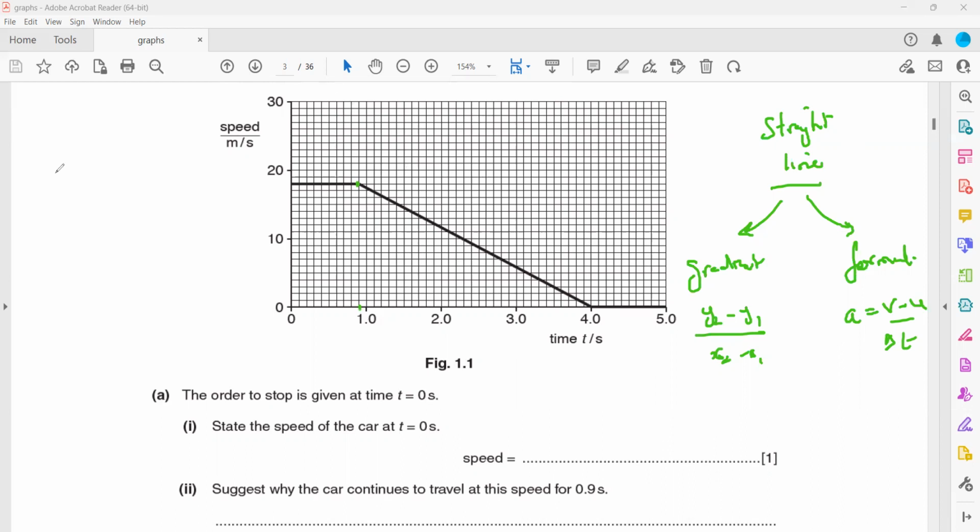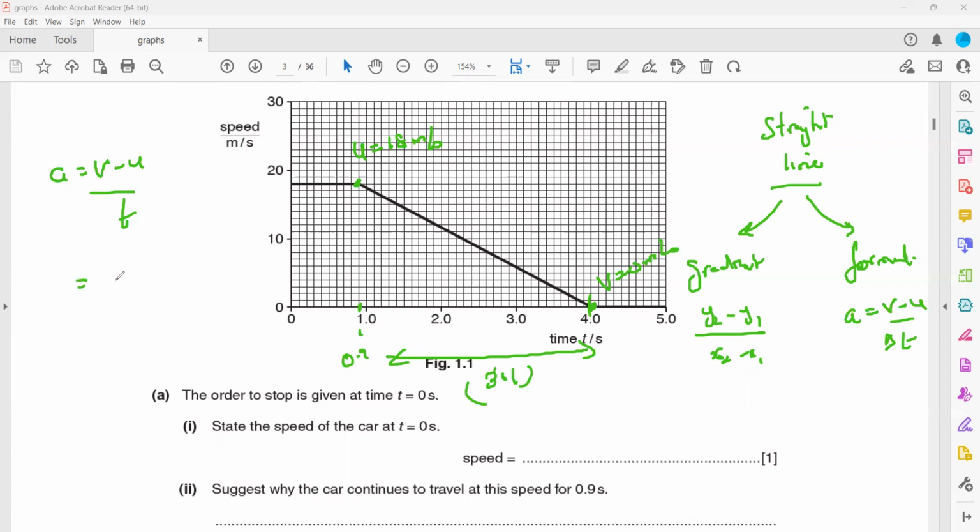If I'm using the formula, acceleration is change in velocity divided by time. What is the starting speed at this point? The starting speed is 18 meters per second. What is the final speed at 4 seconds? The final speed is 0 meters per second. And what is the time interval? It was from 0.9 to 4, so it equals 3.1, because it starts to decelerate at 0.9 and decelerates till 4 seconds. So the time interval is 3.1.